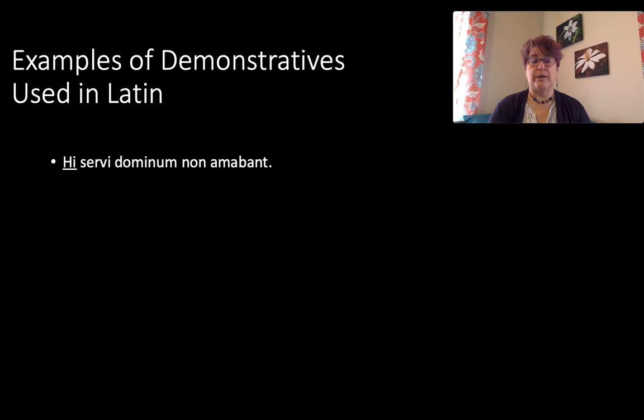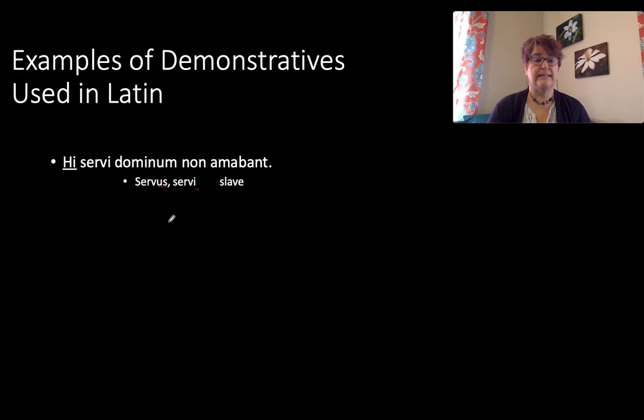Hi servi dominum non amabant. Servus means servant. You can see from the ending on its genitive form that it is a second declension noun, and the nominative form, us, tells us that it is masculine. For this reason, when we want to describe it with a form of the demonstrative, we need to use the masculine form of the demonstrative.